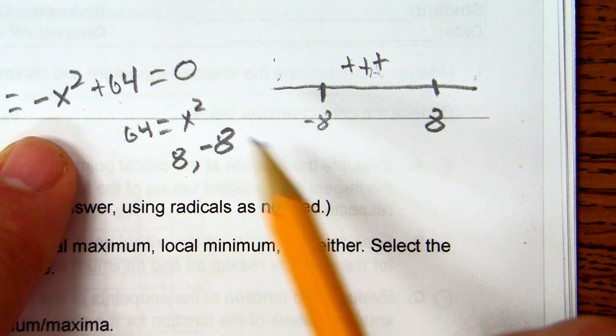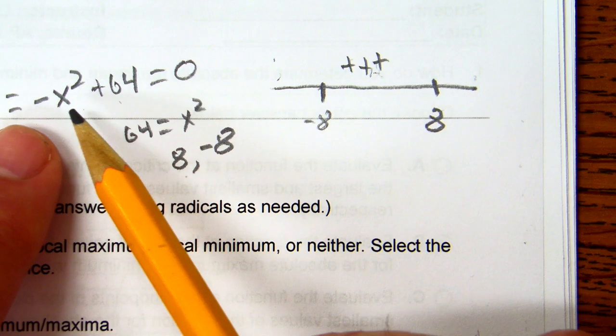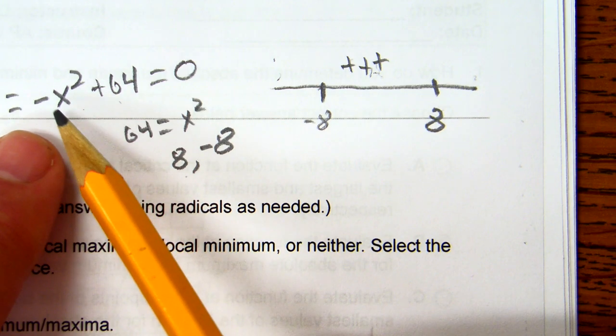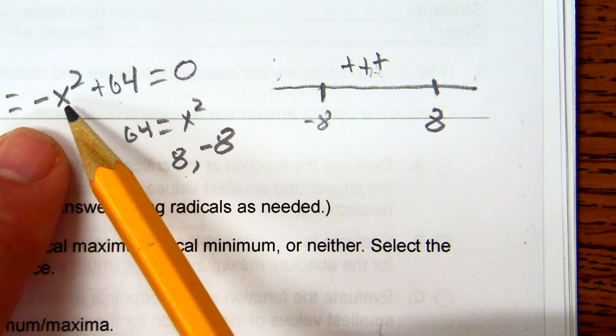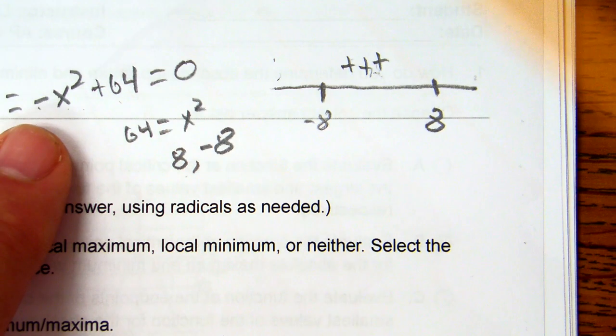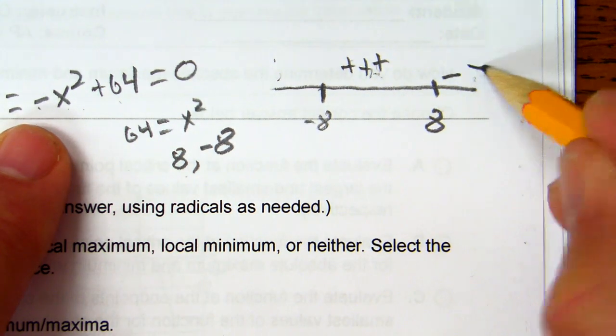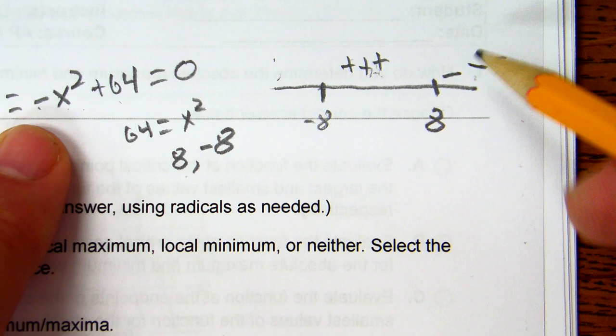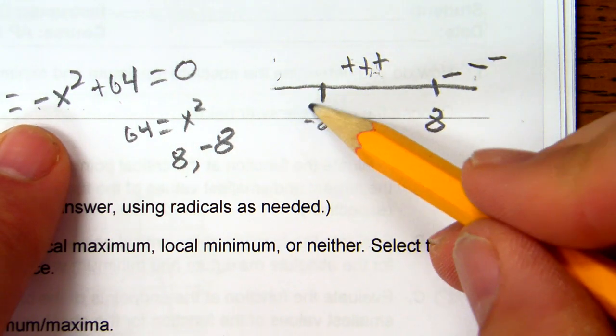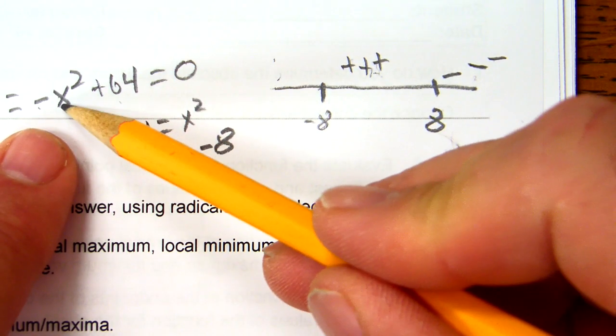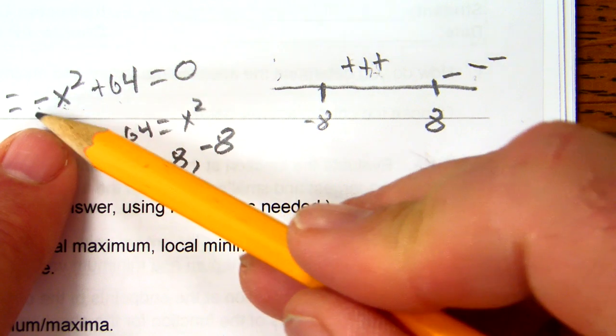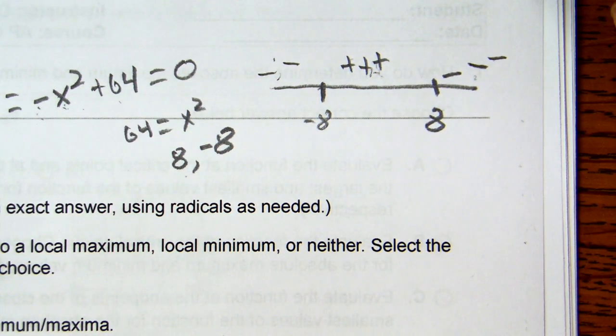When I plug in 10, now you got to be careful here, because when you square 10, you get 100. That makes it -100 plus, so that's negative, okay? And then I'm going to plug in -10. When I plug in -10, -10 squared is 100, but that makes it negative, okay? So what is this telling me?